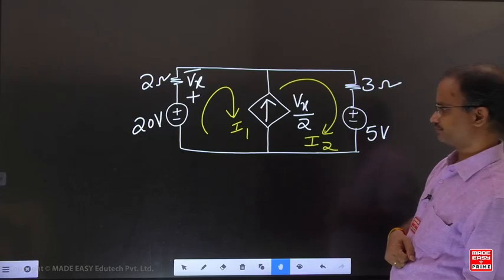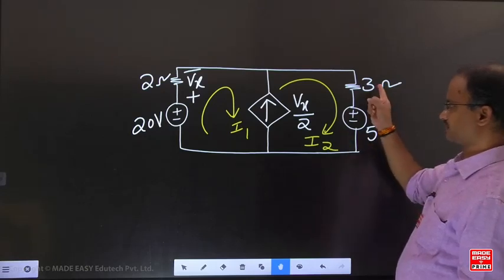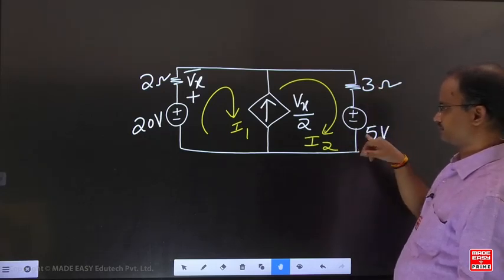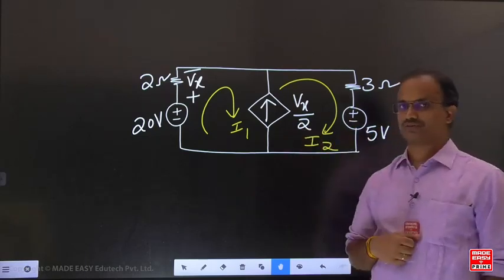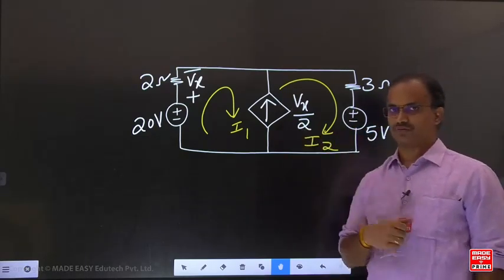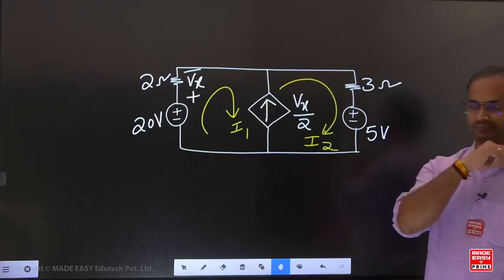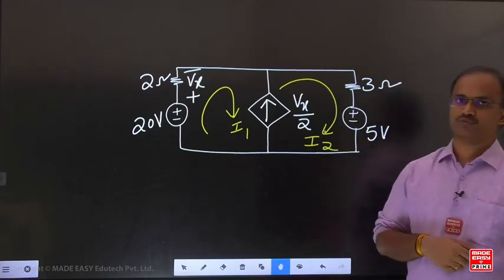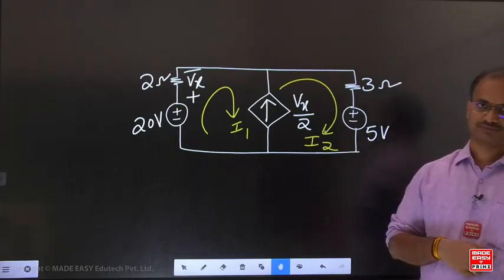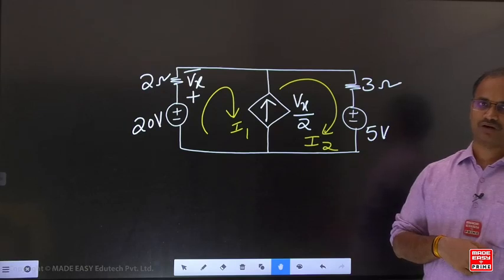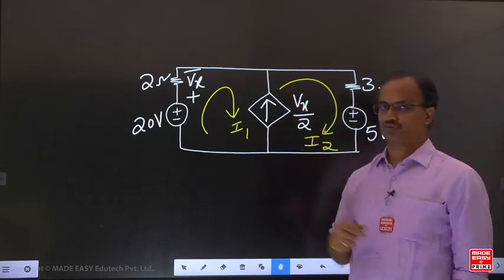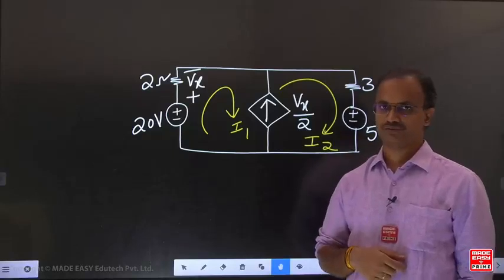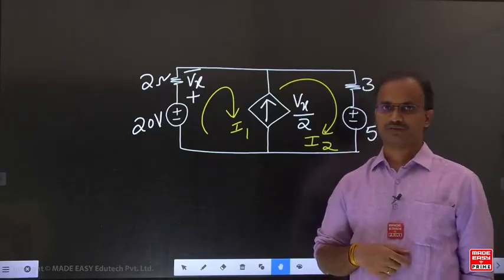Come to loop 2. For loop 2, the voltage here is 3 into I2, and here it is 5, but we don't know the voltage across the current source. That means for loop 2 also we cannot directly write the KVL equation. The reason is that we don't know the voltage across the current source.